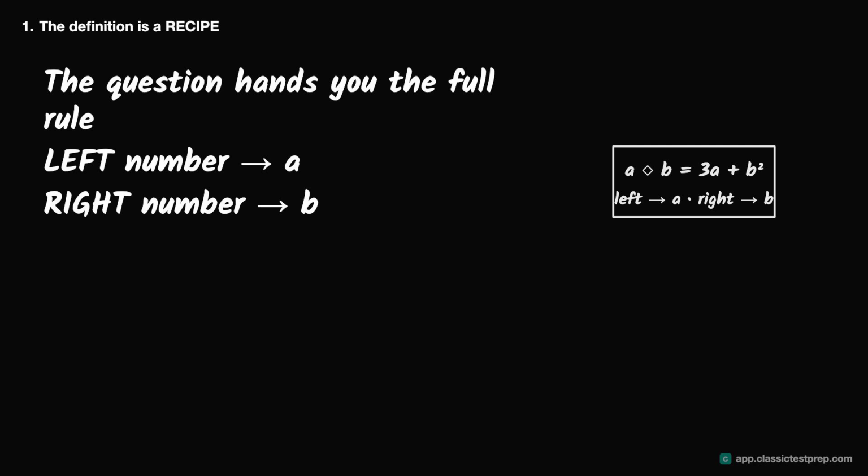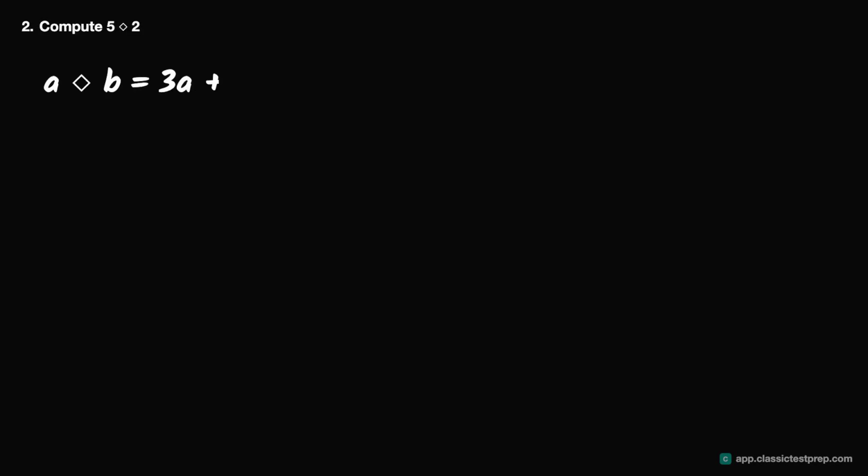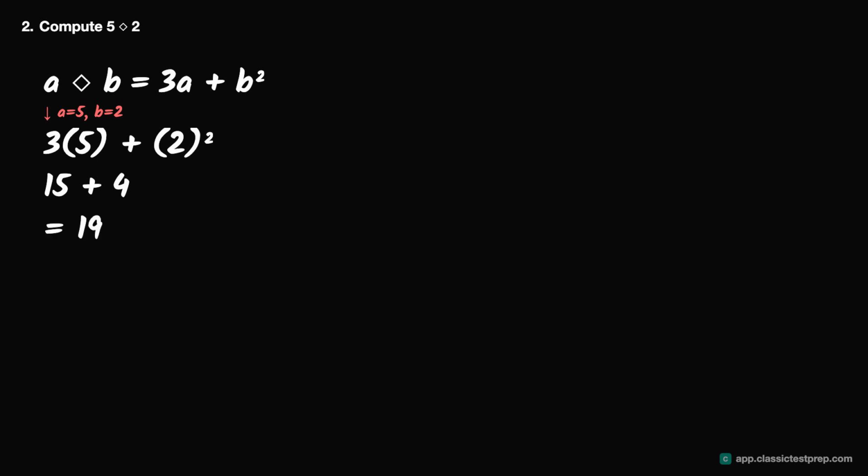So 5 diamond 2, the 5 just gets plugged in for A. The 2 gets plugged in for B. So 3 times 5 plus 2 squared. 15 plus 4 is 19.